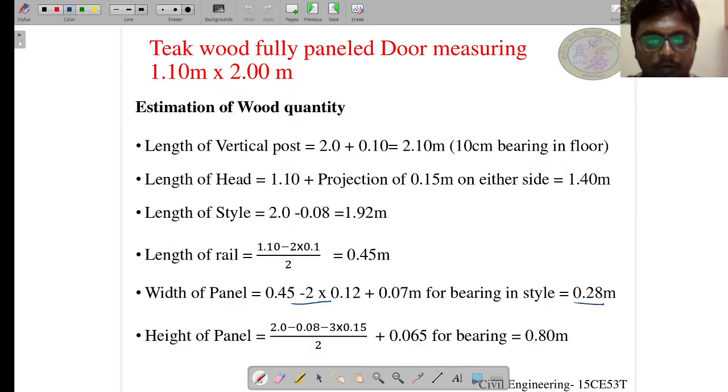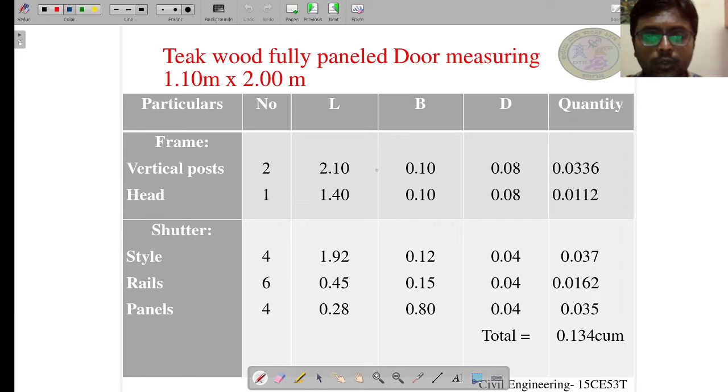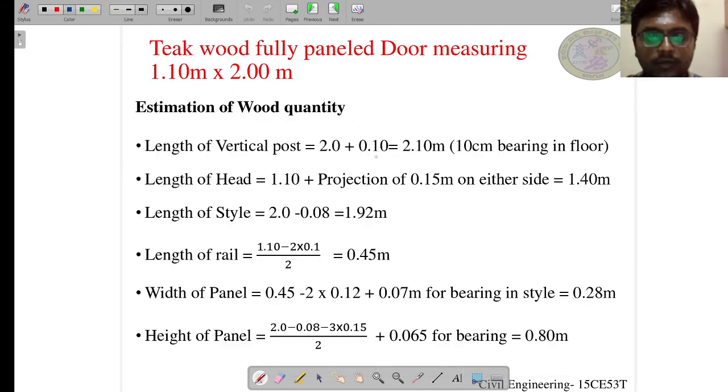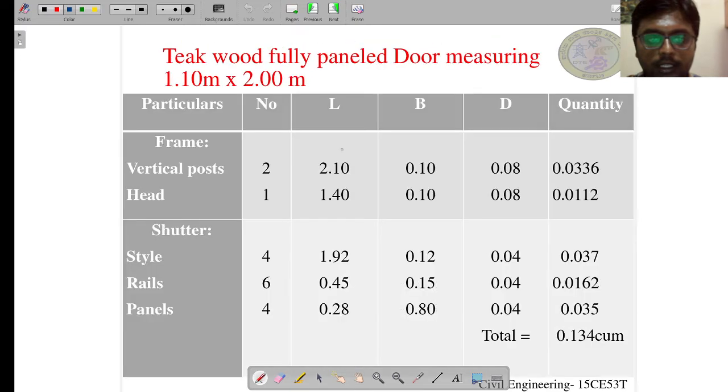So we have worked out completely the wood quantity required for the rate analysis of door. So let us tabulate whatever we have got by working out. As you can see, this table consists of the particulars, which is the frame or shutter, and it has number, length, breadth, depth and quantity. As you can see, frame has vertical post and head. We have two vertical posts and a head.